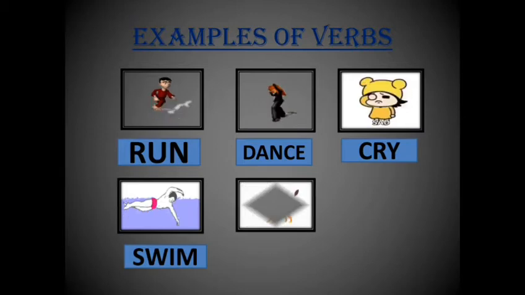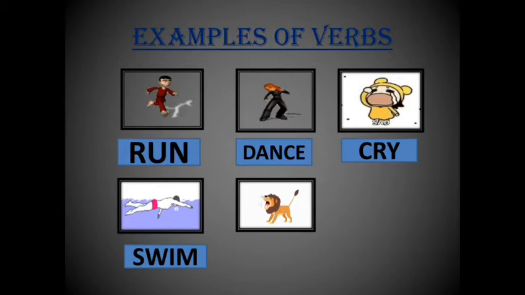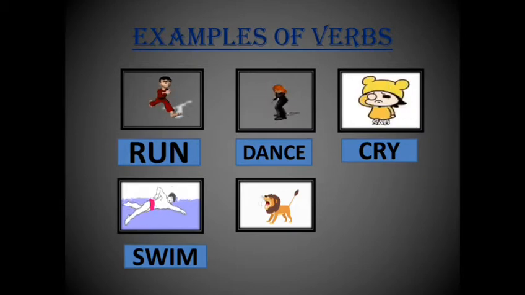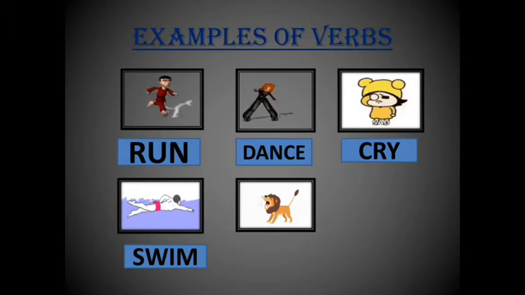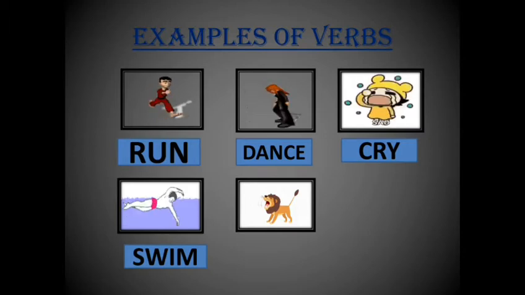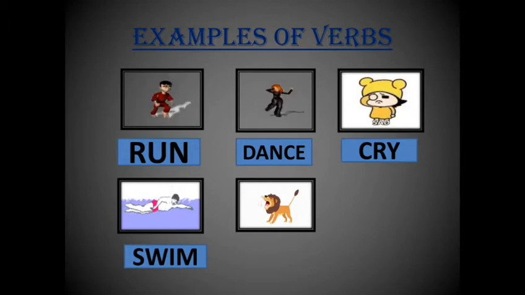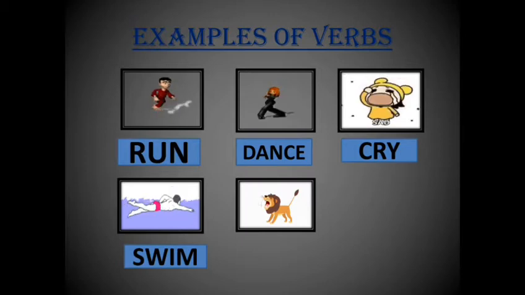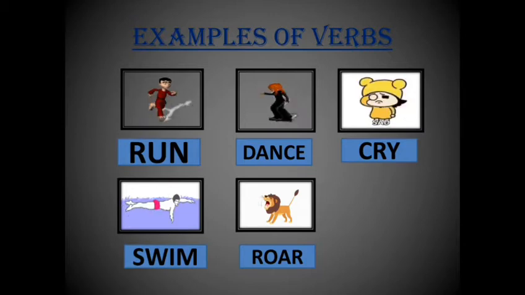Now observe the next picture. It is an animal. Children, can you tell me the name of this animal? Yes, it is a lion. Lion is also called the king of the jungle. So children, tell me, what is the lion doing in this picture? Yes, the lion is roaring. So roar is an action word.